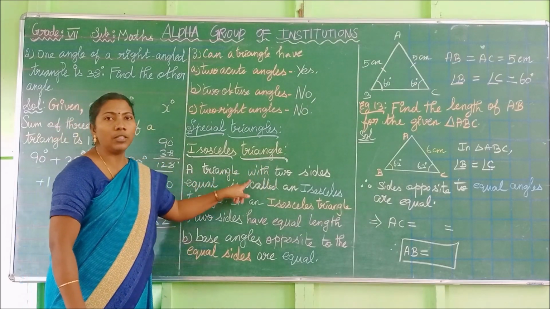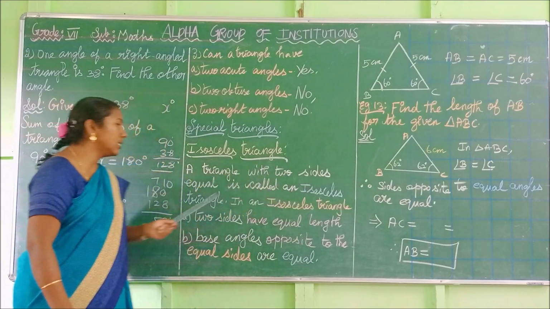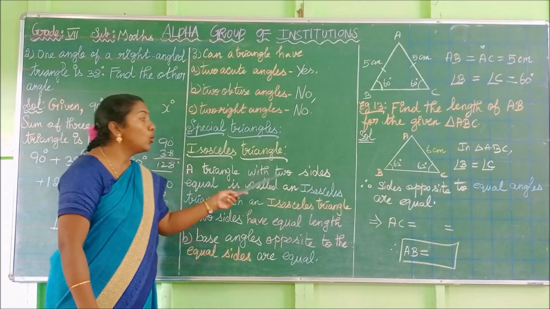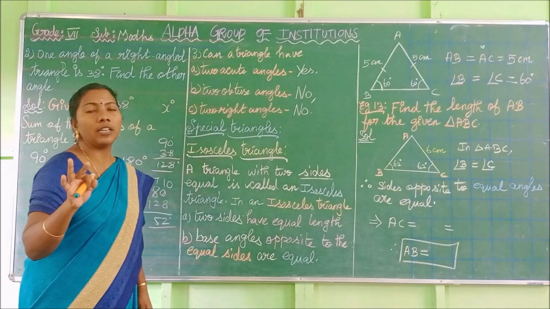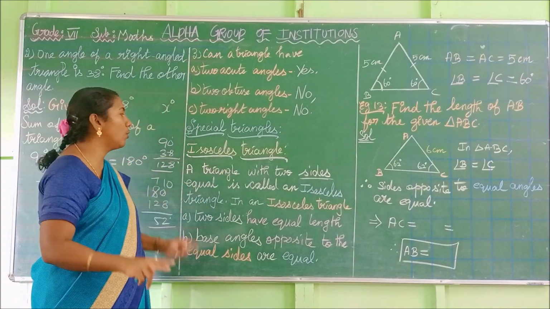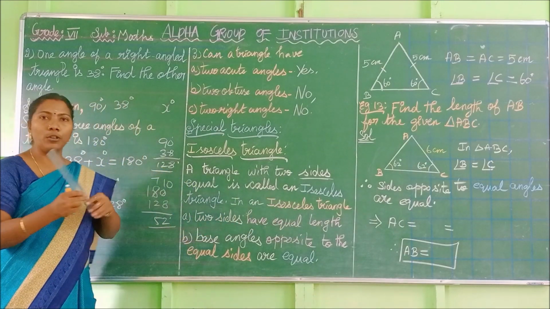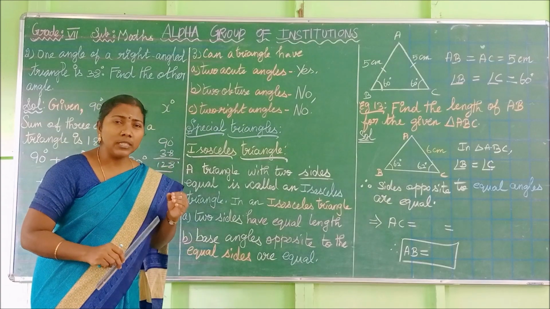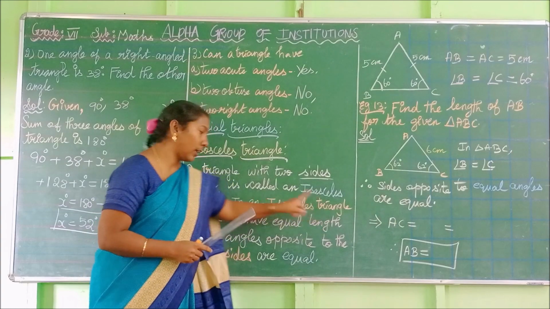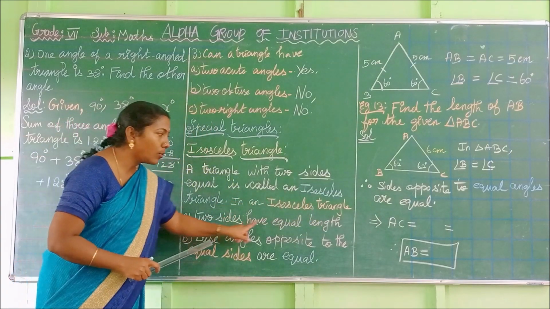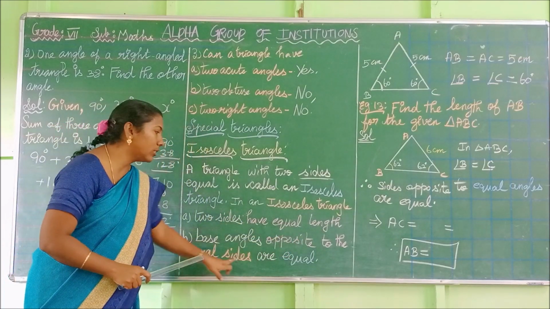A triangle with two sides equal is called an isosceles triangle. We know if the triangle has three sides, among the three sides, if two sides are equal, then the triangle is said to be an isosceles triangle. Now we are going to see the properties of that isosceles triangle. What are the properties? See the first one. In an isosceles triangle, two sides have equal length. Base angles opposite to the equal sides are equal.